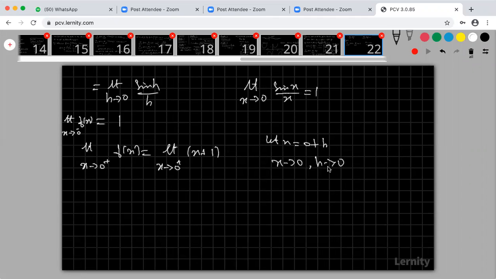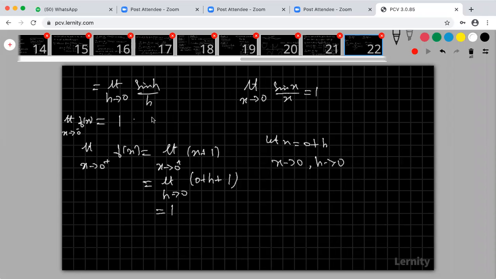When x tends to 0, my h tends to 0. Here I apply 0 plus h, so my x is 0 plus h plus 1. Now apply h is 0 here. What is the answer? Again, I will get 1. H is 0, so 0 plus 0 plus 1, that is 1.